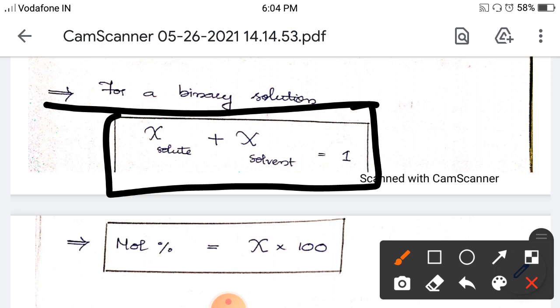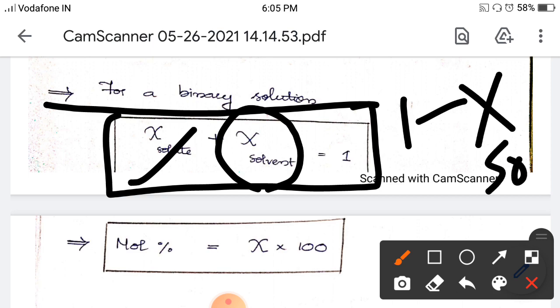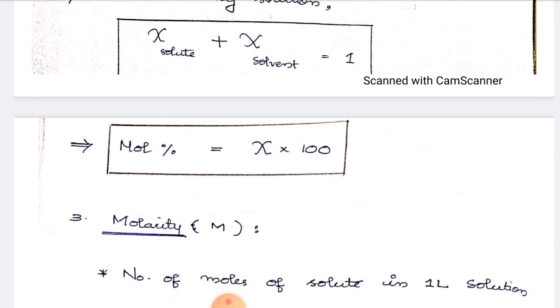So in a problem, if you are given the mole fraction of the solvent, we can find the mole fraction of the solute by 1 minus chi of solvent. Now mole fraction can be expressed in percentage also. Mole percentage is chi into 100, that is, by multiplying the mole fraction by 100.